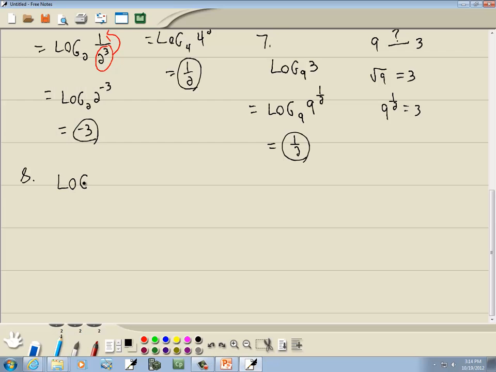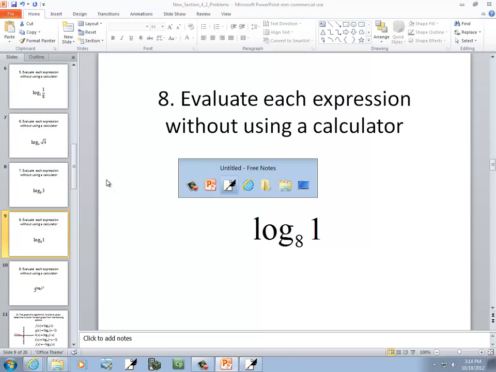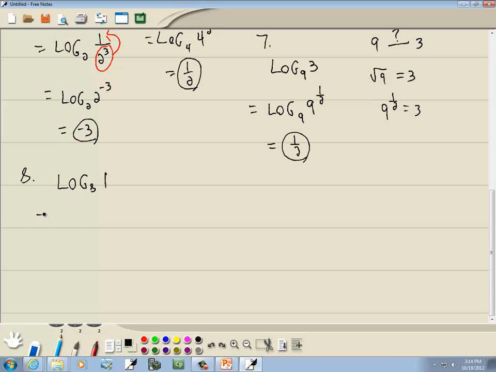Let's look at this one. Log base 8 of 1. Well, our base is 8, so we're going to try to rewrite 1 as 8 to a power. And anything to the 0 power is always equal to 1. So 8 to the 0 power is equal to 1. So now the 8's match, so the log and the 8's cancel, and 0 is our answer.